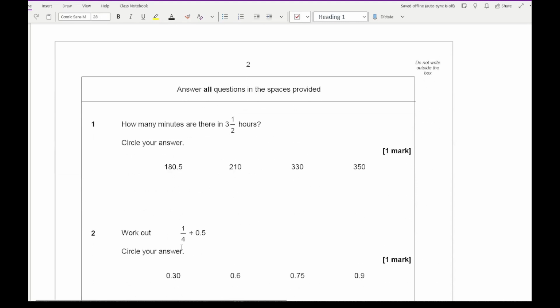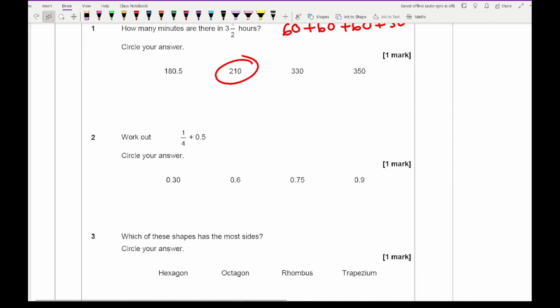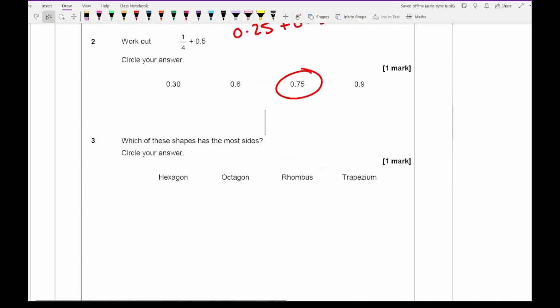Looking at question 1, it says how many minutes are there in 3.5 hours? So all we need to do is 60 minutes plus 60, 60, 30, all of those or amount. And for question 2, it says work out a quarter plus 0.5. Remember that a quarter is 0.25, and 0.25 plus 0.5 gives us a. Then it says which of these shapes has the most sides. So in terms of recognizing these, the hexagon has got 6, the octagon has got 8, a rhombus has got 4, a trapezium has got 4.